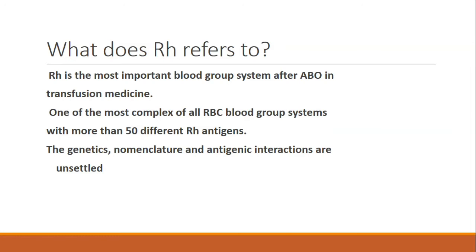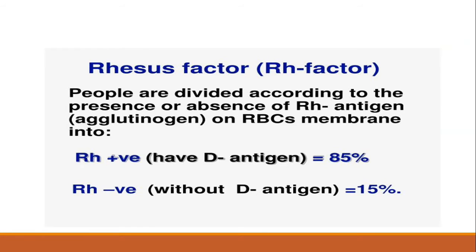RH is the most important blood group system after ABO in transfusion medicine. As I have previously discussed, the two most important blood group systems are ABO and RH, because they are responsible for transfusion reactions. It is one of the most complex of all RBC blood group systems, with more than 50 different RH antigens. Okay, rhesus factor, RH factor.